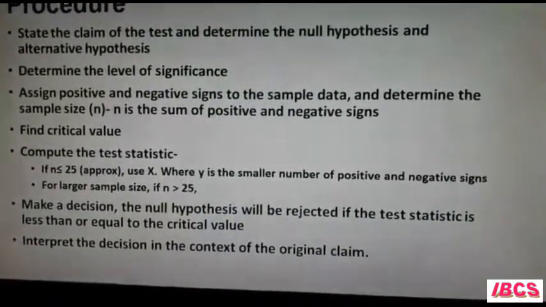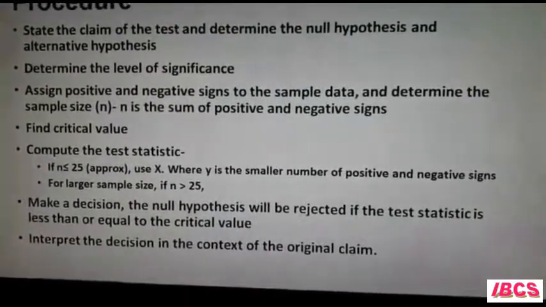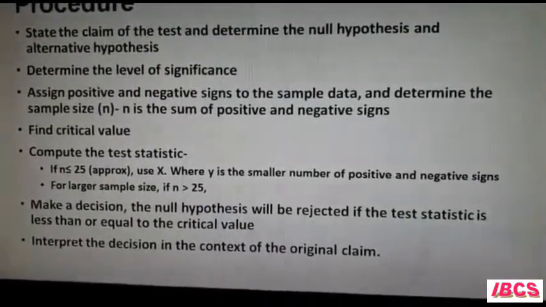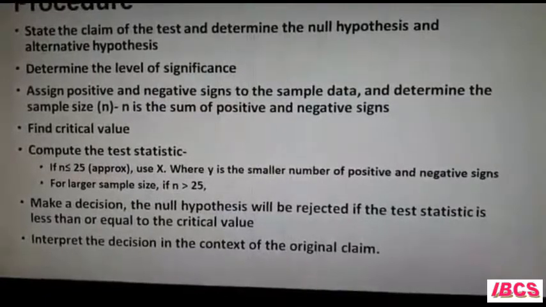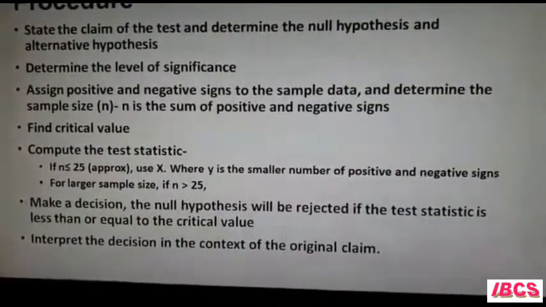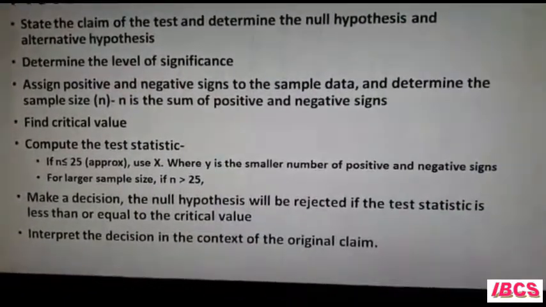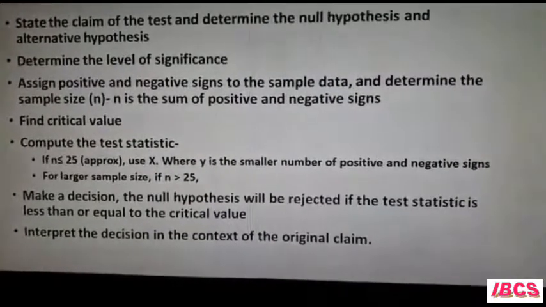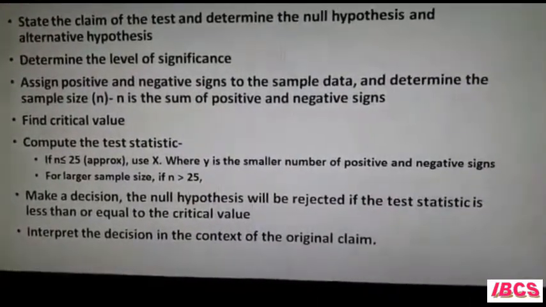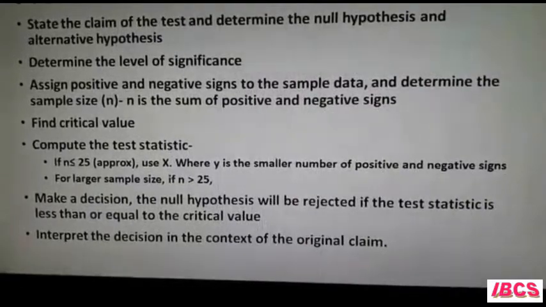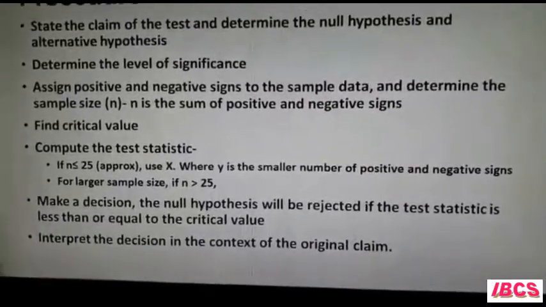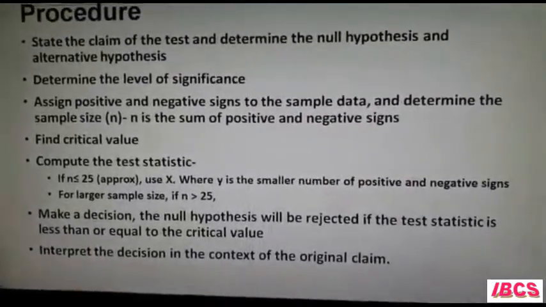If n is less than or equal to 25, use x, where x is the smaller number of positive and negative signs. For larger sample size, if n is greater than 25, use the large-sample statistic. Make a decision: the null hypothesis will be rejected if the test statistic is less than or equal to the critical value. Then interpret the decision in the context of the original claim.